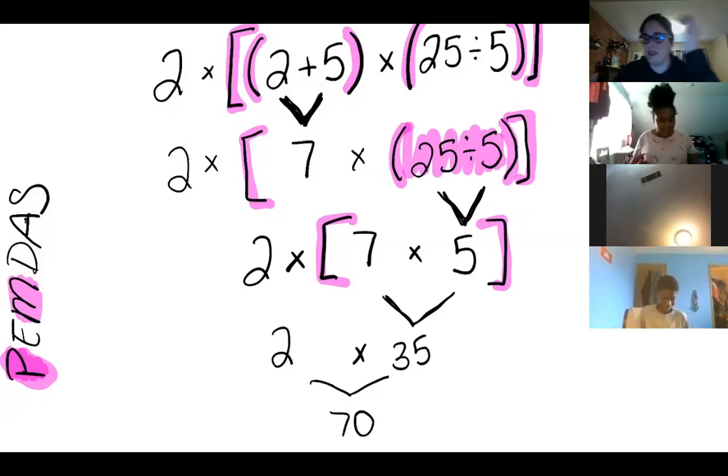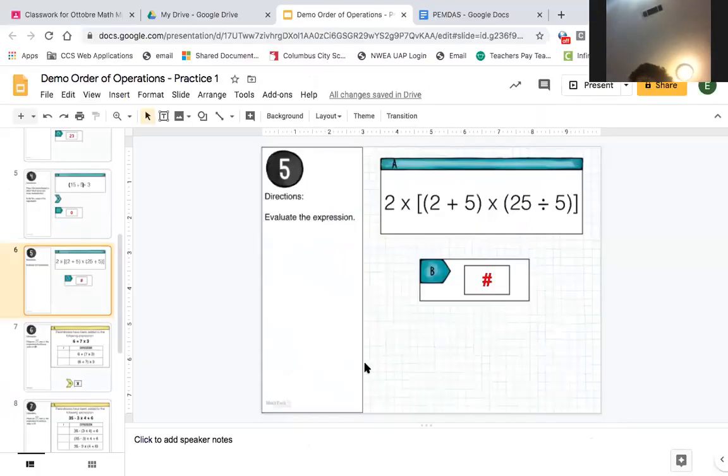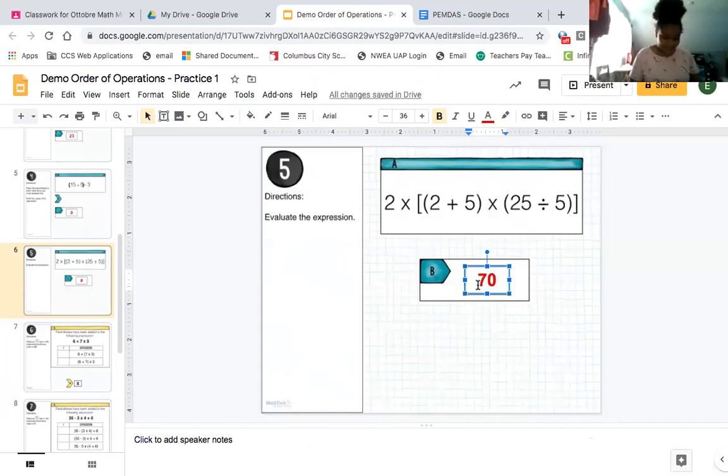So I'm going to flip back to the... Victoria says 75. No, I said I think 70. She said 70. Doesn't matter. Okay, so that's what we got there.